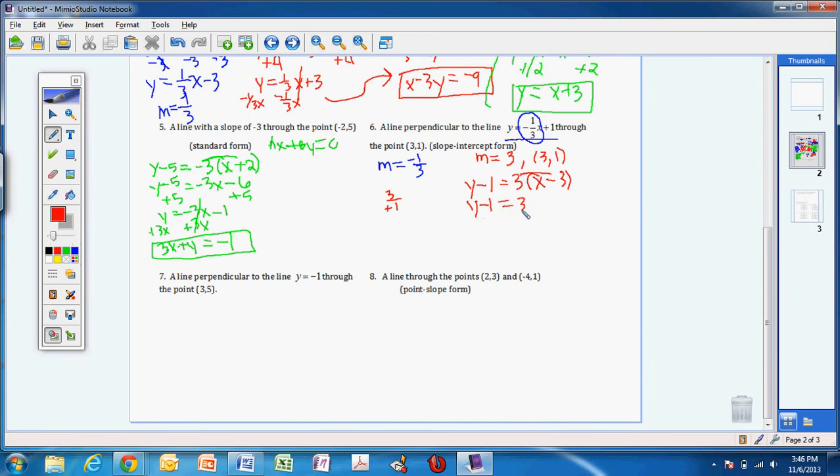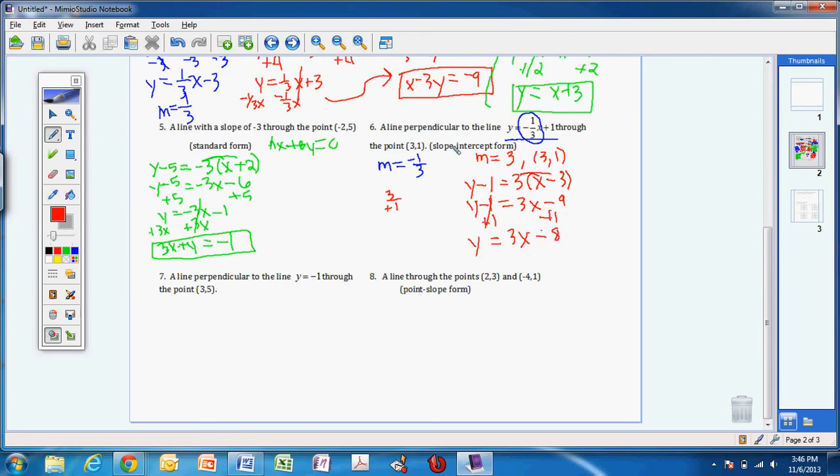So 3 times x is 3x. And 3 times a -3 is going to be a -9. Last step to getting it in slope-intercept form, because that's when y is alone by itself. So to do that, I need to get rid of the 1, and I need to add 1 to both sides. In doing so, a -1 plus 1, those are going to cancel. And my last step is 3x, -9 plus 1 is going to be a -8.